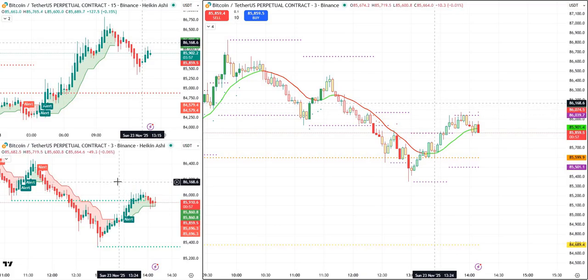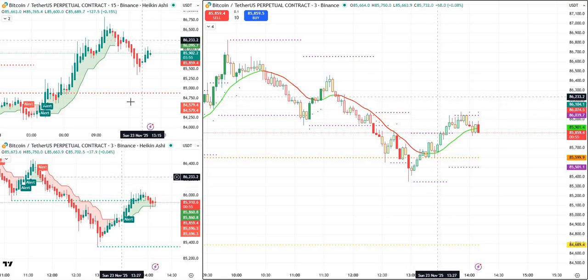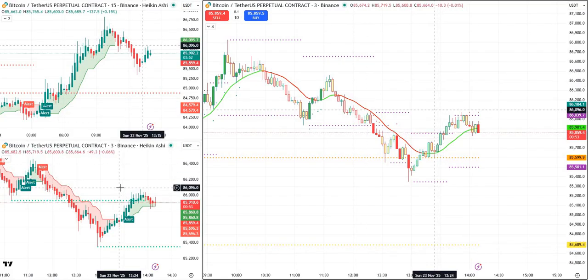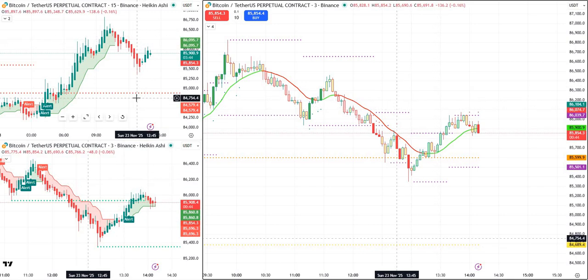So I hope you have understood the usage of the indicators on the left side. They tell us momentum, they tell us trend, till what time it is intact, and also the levels, especially on the 15 minutes.